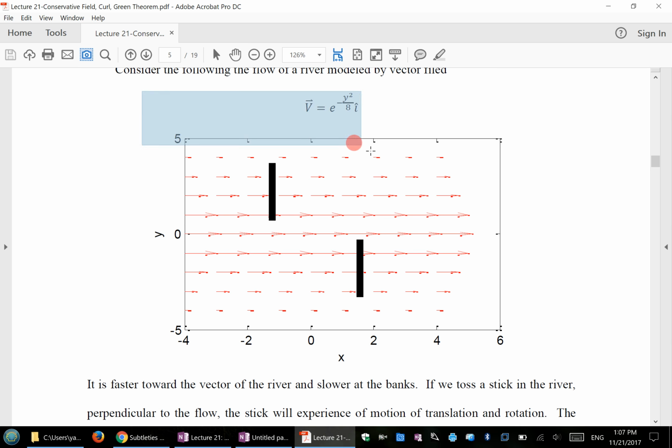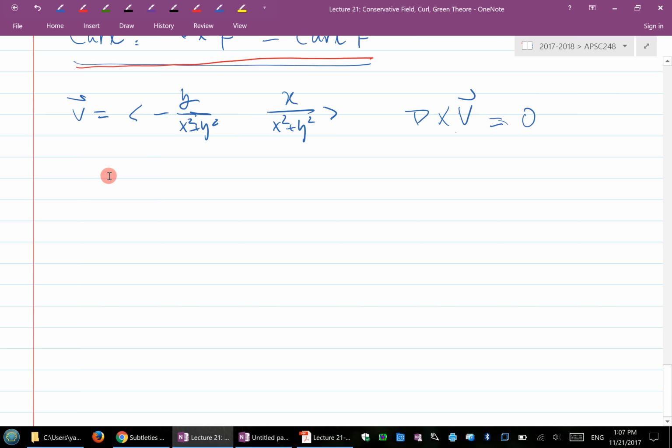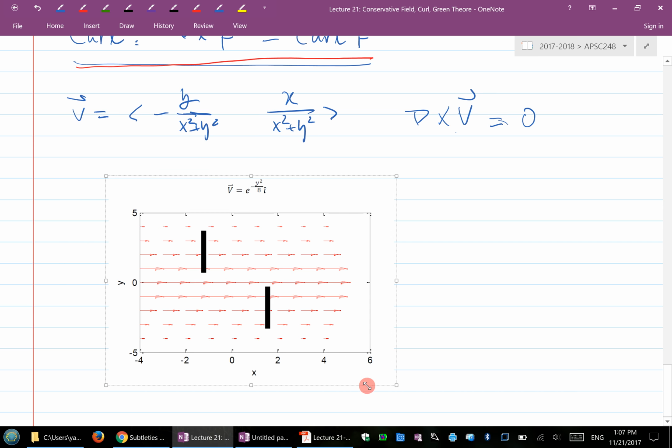So I'm going to bring this one in. Let's see, for example, I have a vector field. This is the vector field V equal to e to the power of negative y squared over 8 times i hat. And the red one here is a sketch of this vector field.